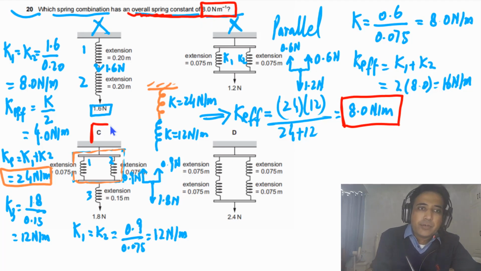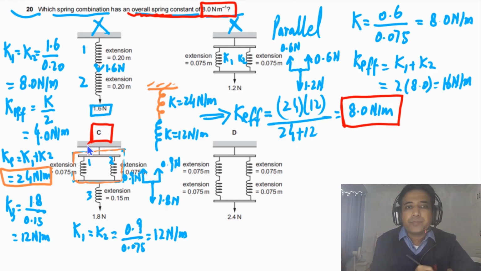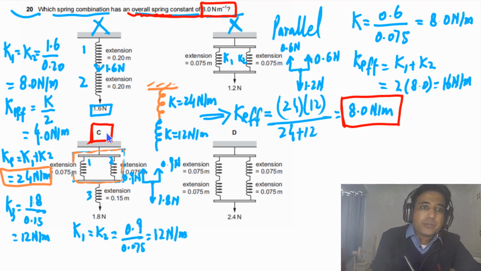It means the answer for this question is C. You can also check option D by yourself using the same principles. You will see the answer will not be equal to 8.0. So the answer for this question is C.